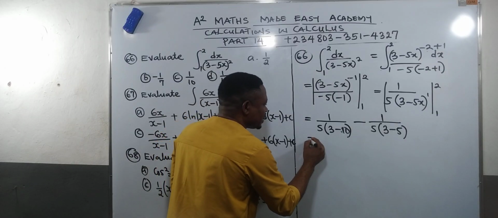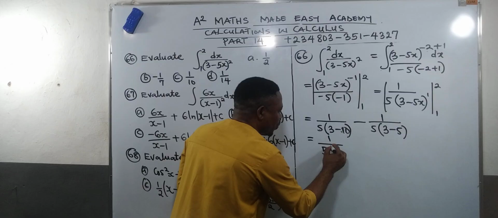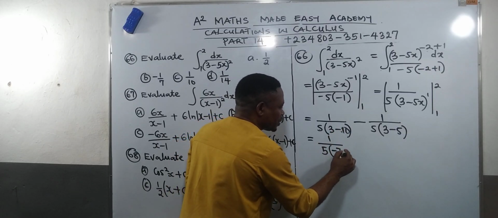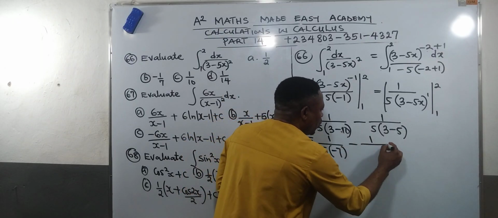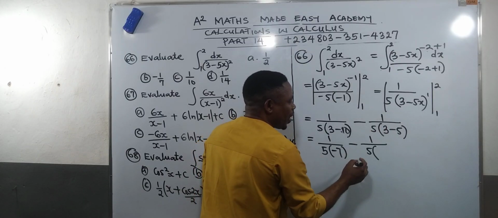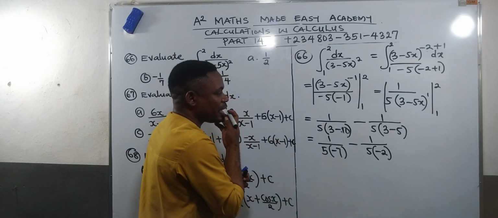Now, do you know that this thing is now 1 all over 5 here, right? Open the bracket. What is 3 minus 10? It will give me minus 7. Close the bracket. Then minus 1 all over 5, right? Open the bracket. What is 3 minus 5? It will give me minus 2. Close the bracket. Are you with me now?